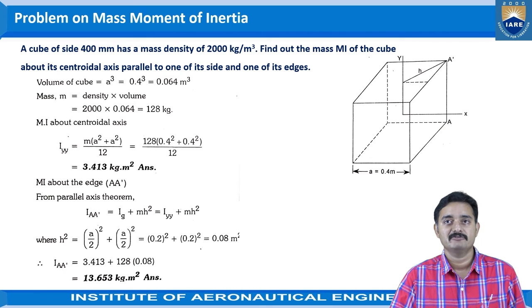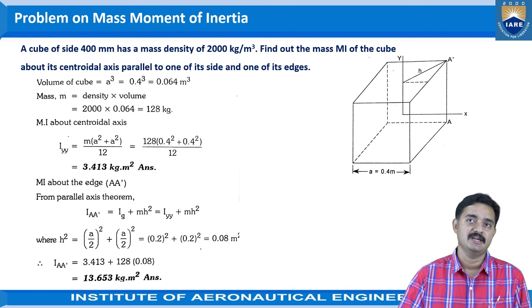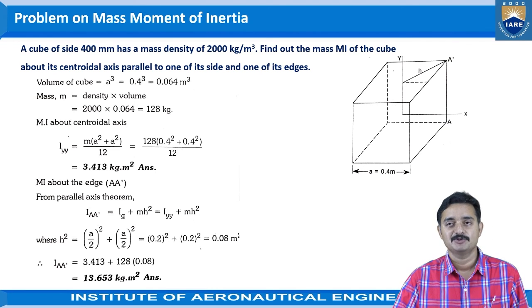Now the mass moment of inertia about the centroidal axis can be obtained as Iyy is equal to M into A square plus A square by 12. This is the formula which we have. So when we substitute the values, we get 128 into 0.4 square plus 0.4 square by 12. Simplifying this, you will get the value as 3.413 kg meter square.